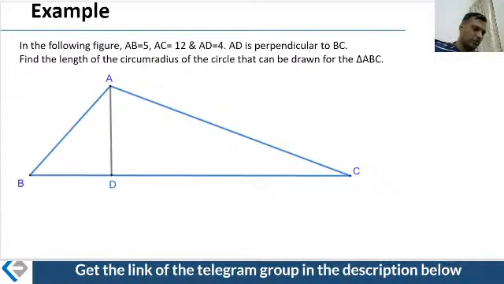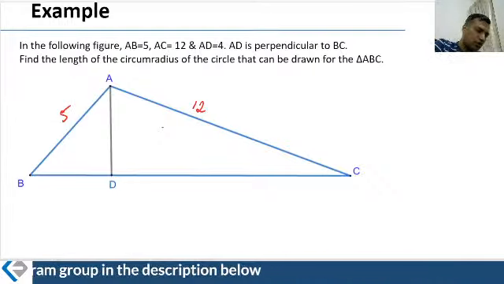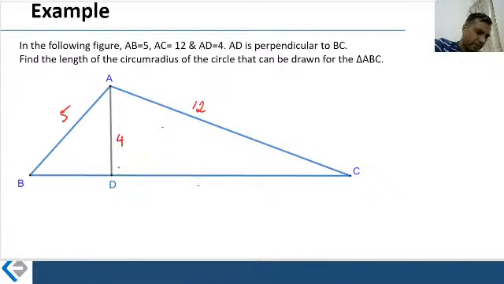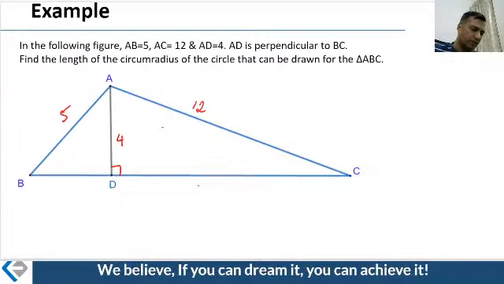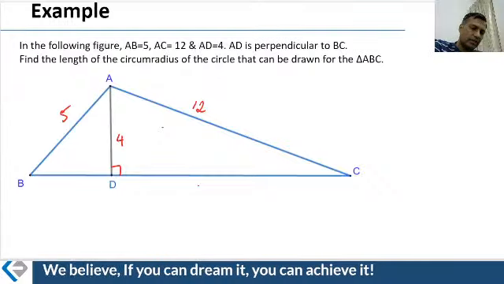Okay. What is given to me? AB is 5. Let me mark those sides. This is given to me as 5. AC is 12. AD is equal to 4, and AD is perpendicular as well. That's given to me as 4. Find the length of the circumradius of the circle that can be drawn for the triangle ABC.